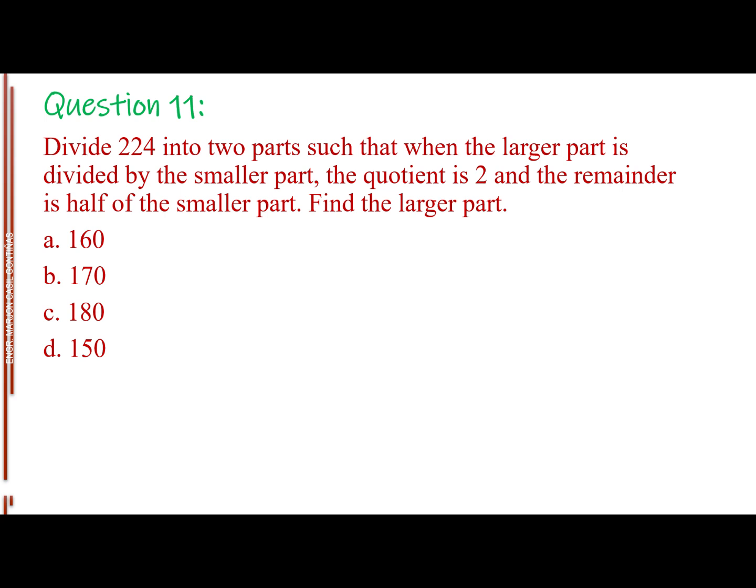Divide 224 into two parts such that when the larger part is divided by the smaller part, the quotient is 2, and the remainder is half of the smaller part. Find the larger part. Letter A, 160, letter B, 170, letter C, 180, letter D, 150. Your timer starts now.